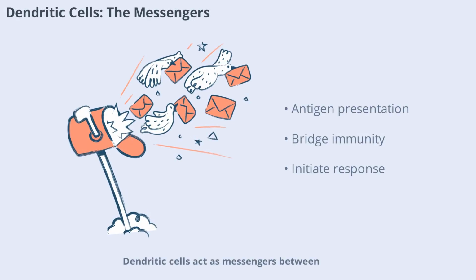Dendritic cells act as messengers between the innate and adaptive immune systems. Their main effector function is antigen presentation. They capture antigens from pathogens, process them, and present them to T cells, initiating and shaping the adaptive immune response.